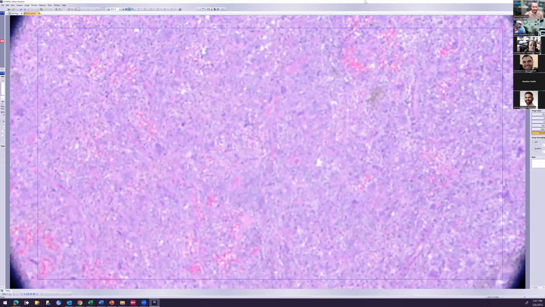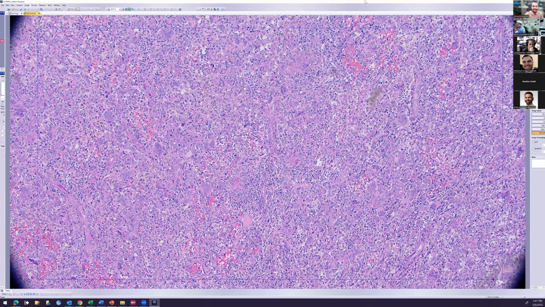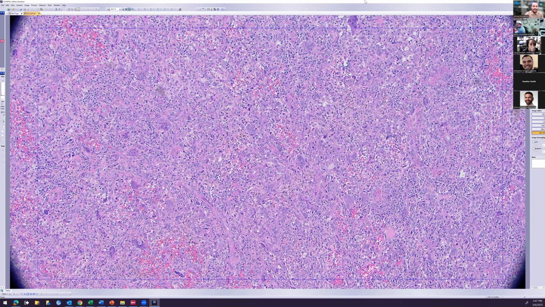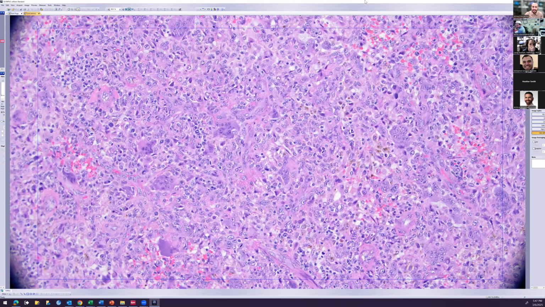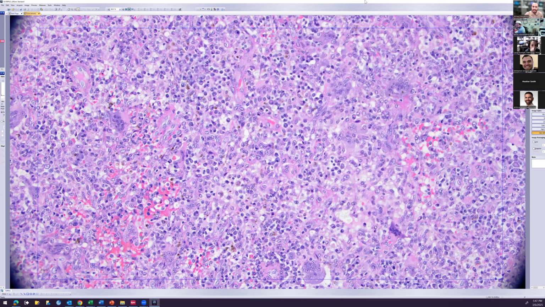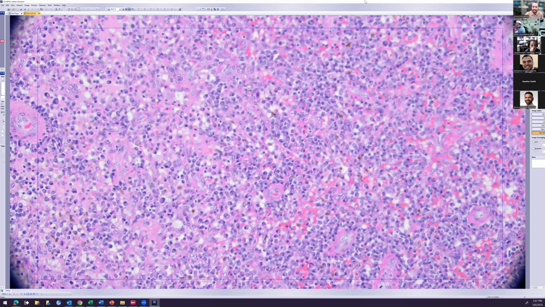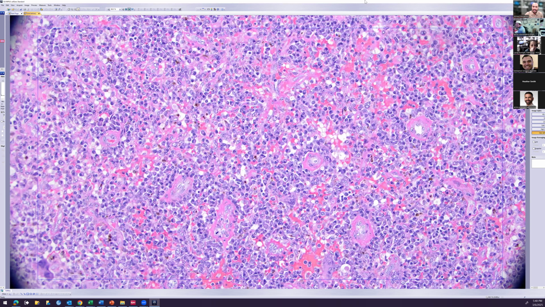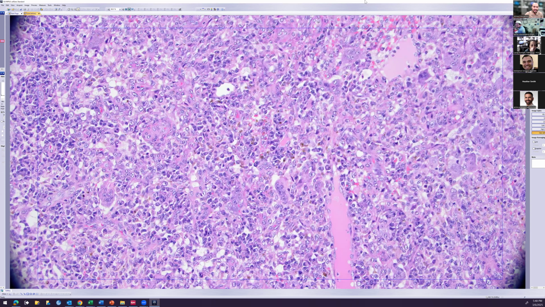So architecturally, just kind of a lot of sheets, right? Yeah, sheets of cells, scattered giant cells, a lot of mononuclear cells as well. Okay. Giant cells, mononuclear cells, hemosiderin. Yeah, that's true. Some lipidized cells, of course, in the background. A lot of inflammation too, some plasma cells for whatever reason. Interesting. So, what is your thought?